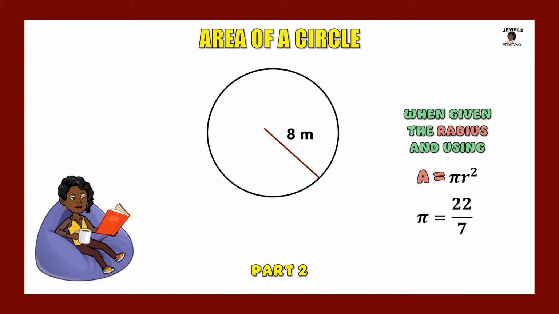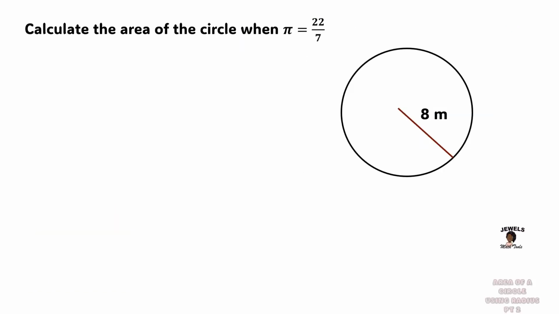In this session, we are calculating the area of our circle when we are given our radius and our pi is equal to 22/7. And if you're ready, let's get started. So we are calculating the area of our circle today when our radius is equal to 8 meters and our pi is equal to 22/7.